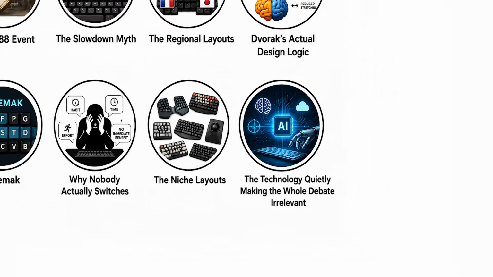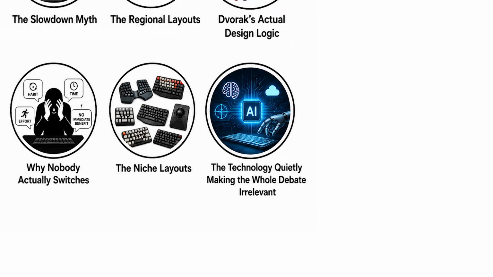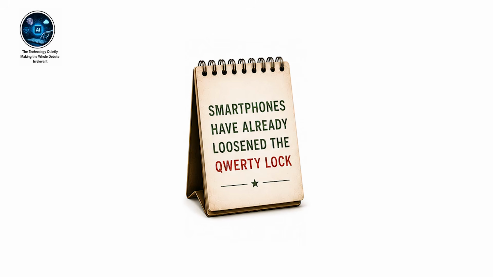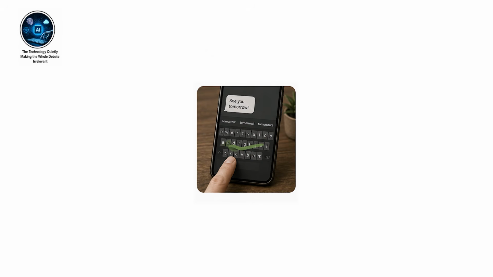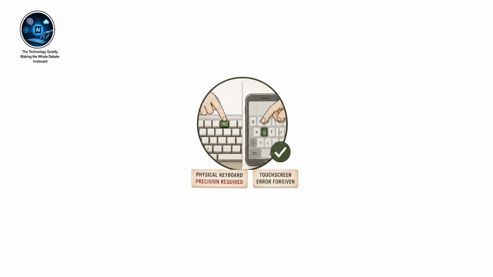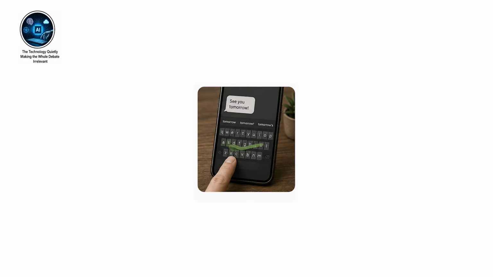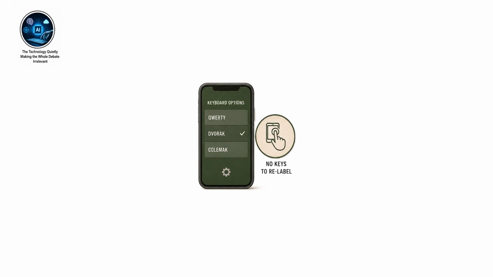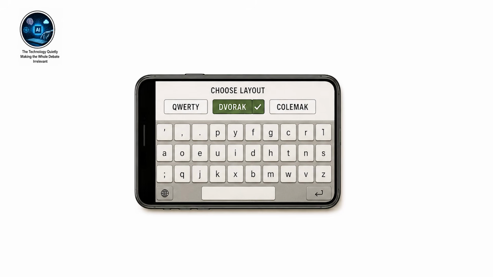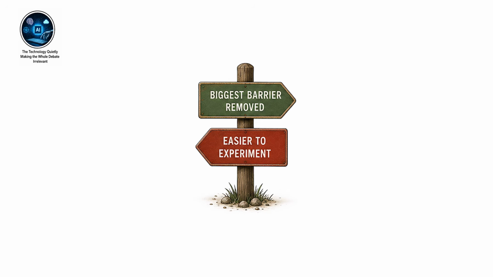The technology quietly making the whole debate irrelevant. Smartphones have already loosened the QWERTY lock without most people noticing. Swipe typing and predictive text mean a phone is correcting for imprecise taps rather than requiring you to hit one exact key, which makes the underlying layout matter less than it did on a physical keyboard. Several mobile keyboard apps quietly offer Dvorak or Colemak as switchable options because the biggest barrier to switching on physical hardware, relabeling every key, simply doesn't exist on a touchscreen.